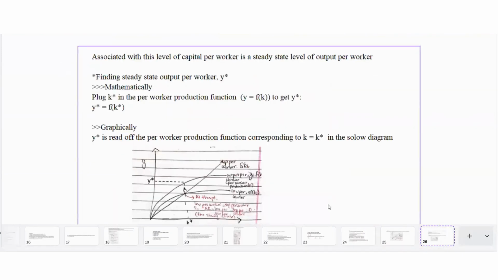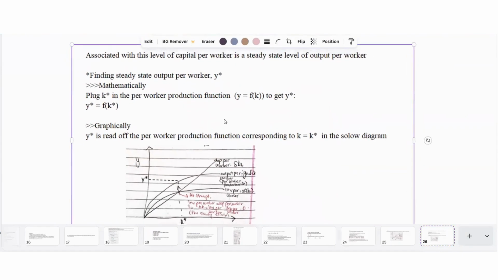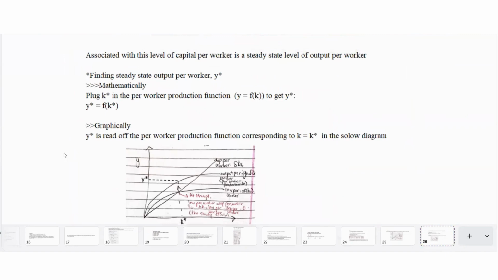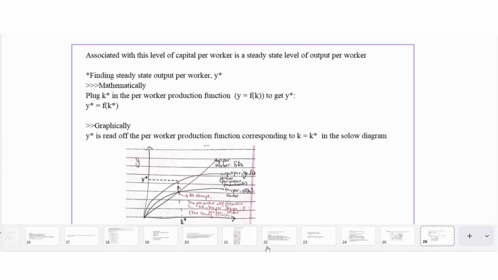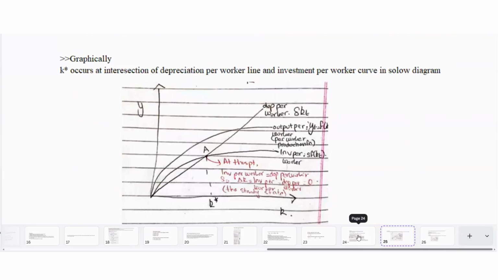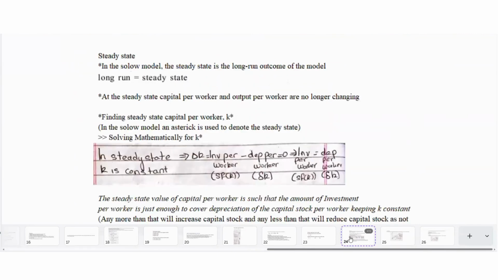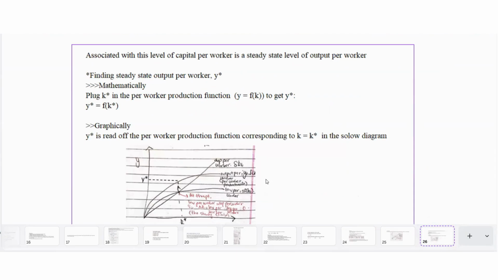So now similarly, we want to find the steady state output per worker, right? Because the idea is that associated with this level of capital per worker, the steady state level of capital per worker is a steady state level of output per worker. We already found graphically and mathematically the steady state capital per worker. Now we want to do the same for the associated level of output per worker in the steady state.